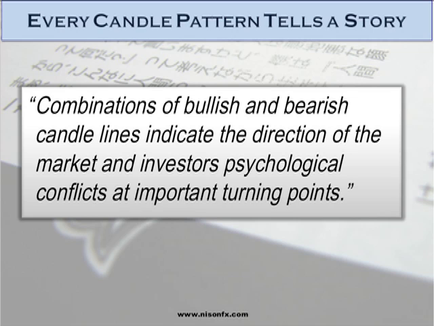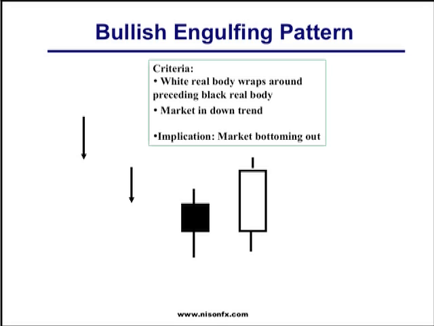Now, this is one of the books I had translated. I've had dozens of books translated from Japanese to English, and in one of the books it says this: combinations of bullish and bearish candle lines indicate the direction of the market and investors' psychological conflicts. I like to say every candle pattern tells a story. So let's think about the story of this pattern.